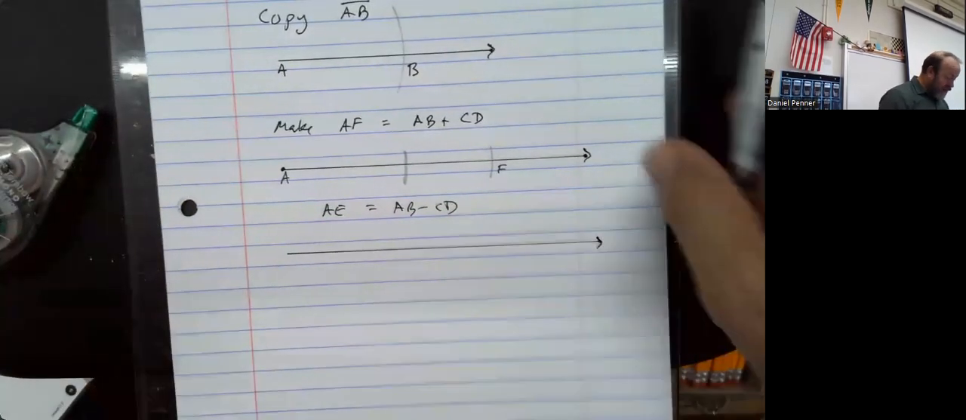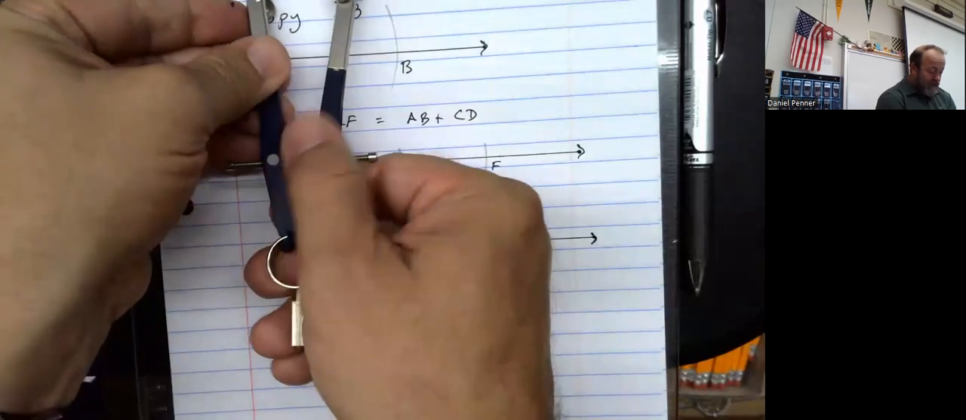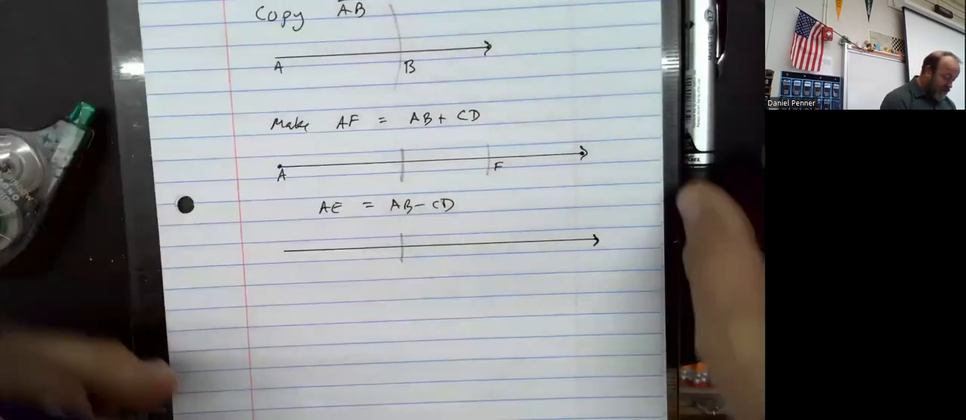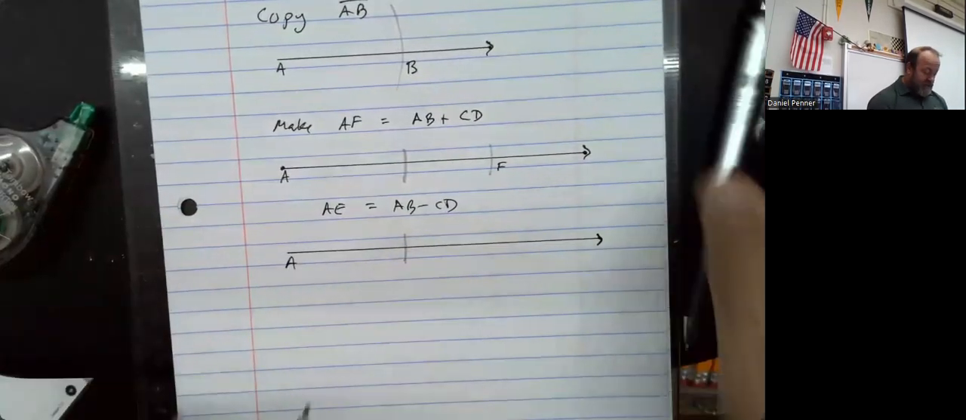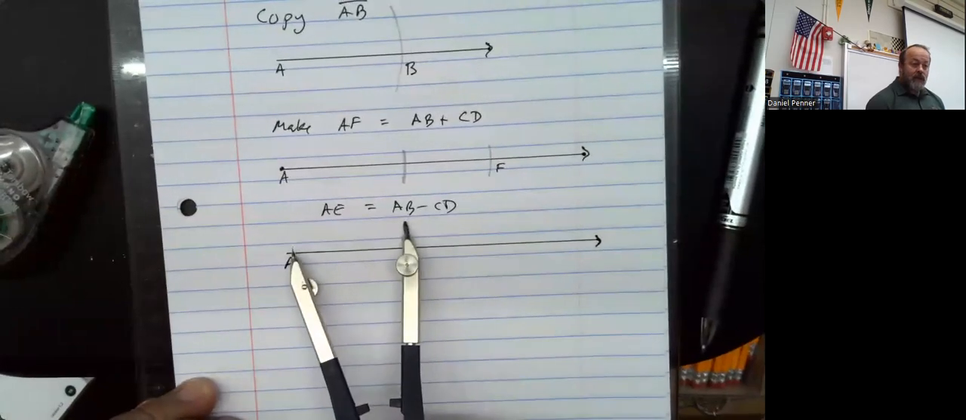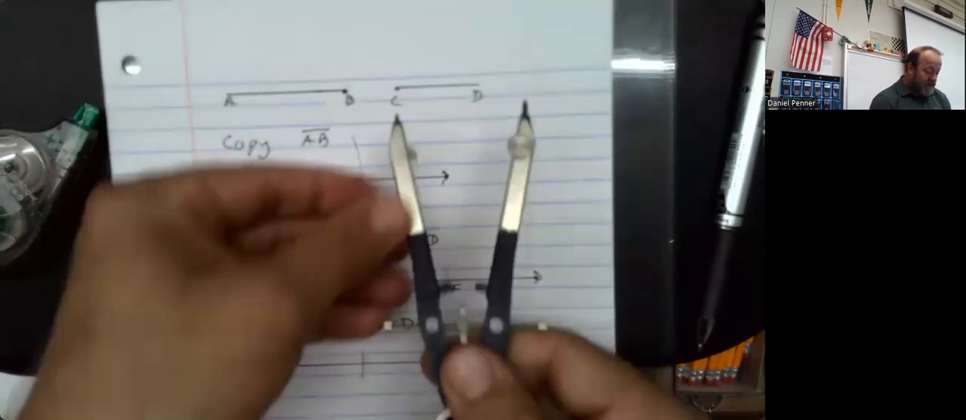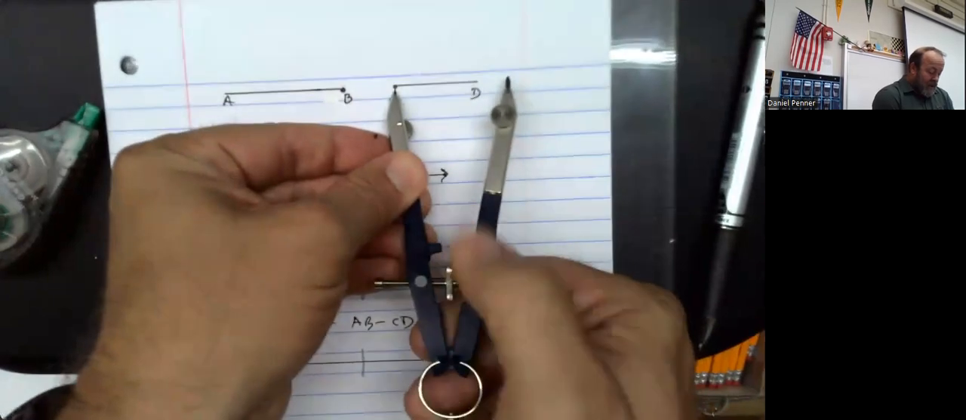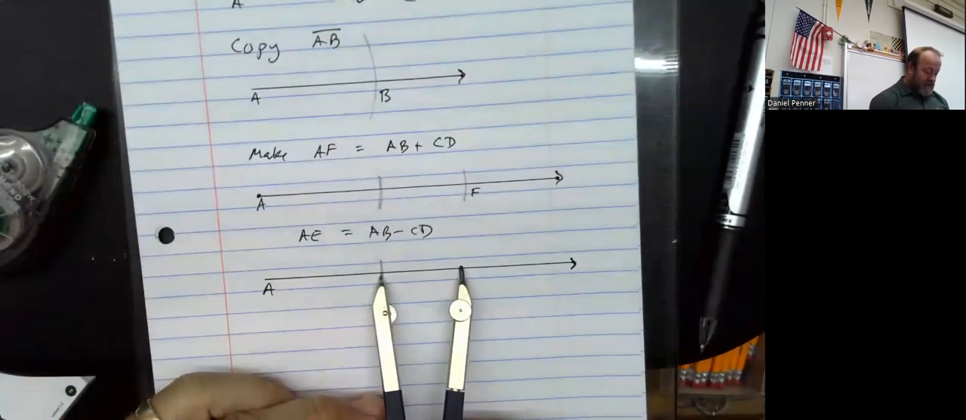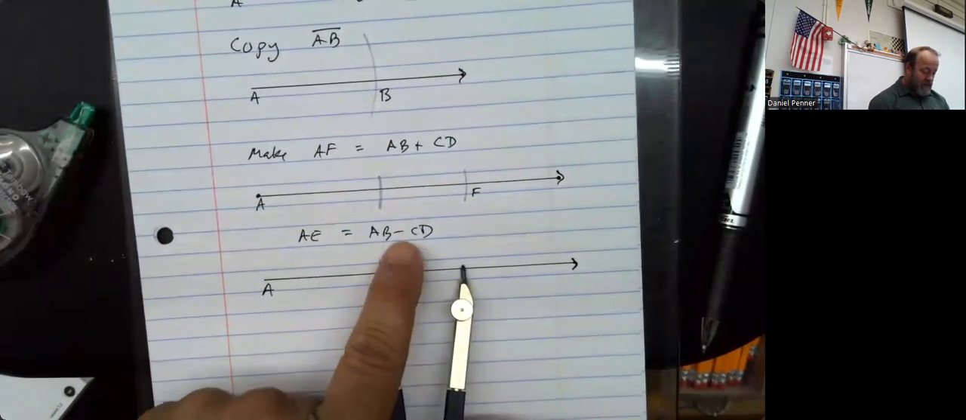So we're going to start with AB again. I'm going to take my compass up here to the top. I think it might be off screen, but I'm going to measure AB. So I've got that. Now, of course, keep in mind that if I'm subtracting, then that segment is going to get shorter. So if I come up here and I measure CD, if I went further to the right, that would make my segment longer, but this is telling me to take it away.